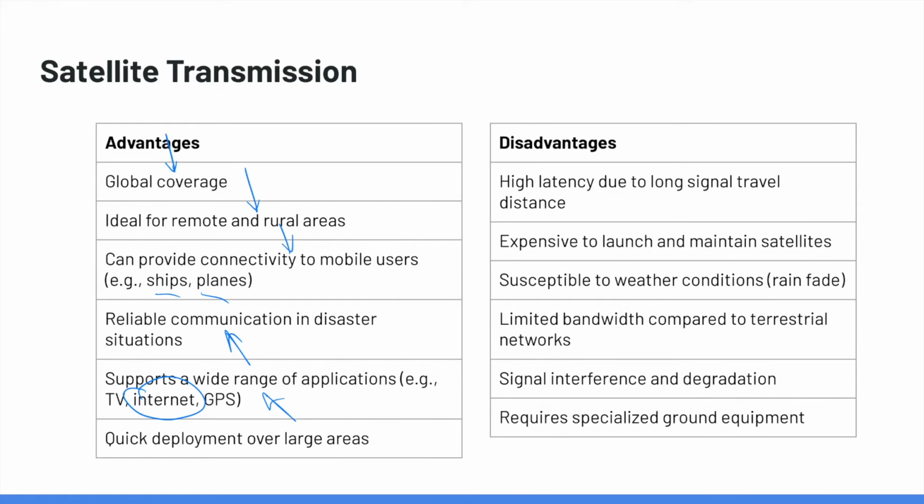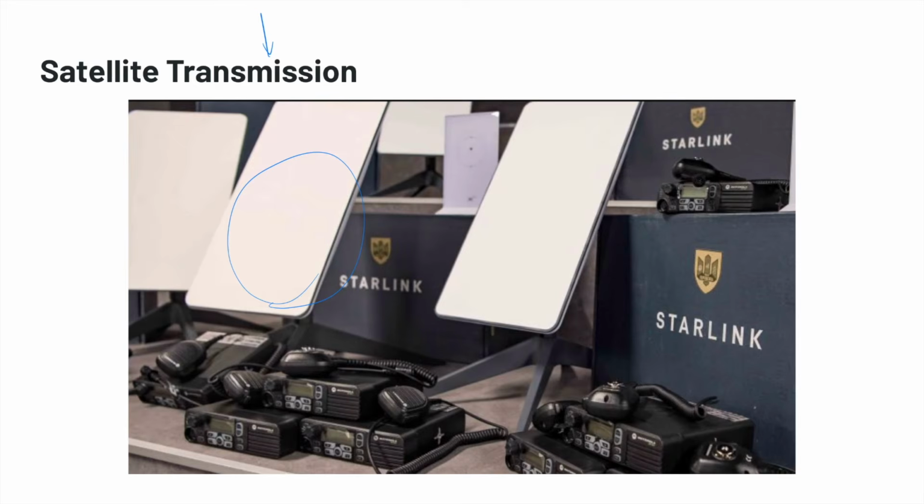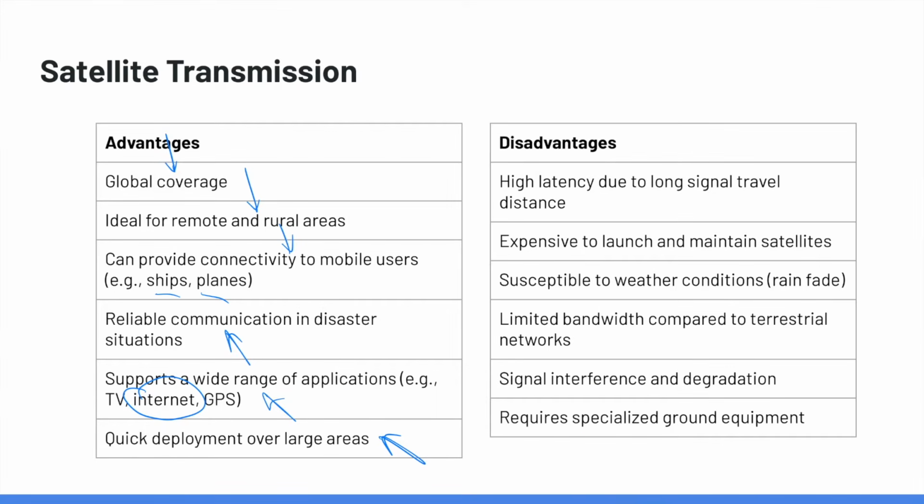Although perhaps if it's a military-based network, then it might be used to access that. You can also deploy satellite transmission quickly over large areas, particularly if the satellites are already in place. For example, Starlink receivers can just be plugged into a car, like a cigarette lighter, or just any simple electrical socket. There are some disadvantages to satellite transmission.